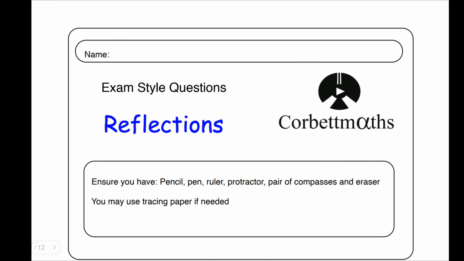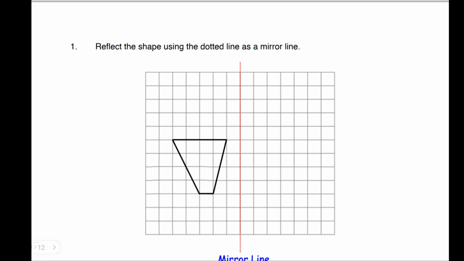So reflection is a kind of transformation which we use to reflect a certain shape or graph over the given reflection line. So for example, in this question 1 you are asked to reflect the shape using the dotted red line as a mirror line. So what do we do in this case?